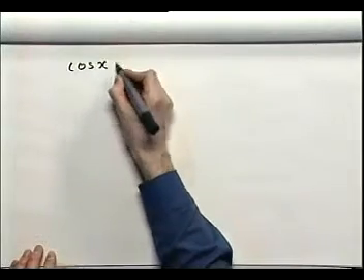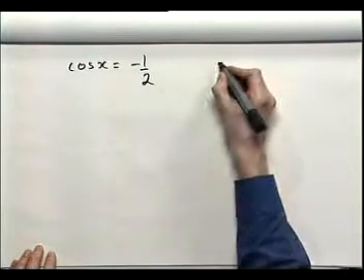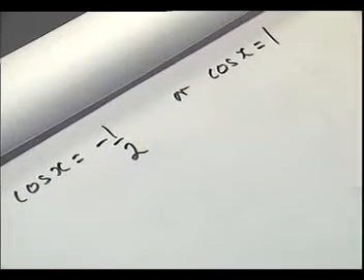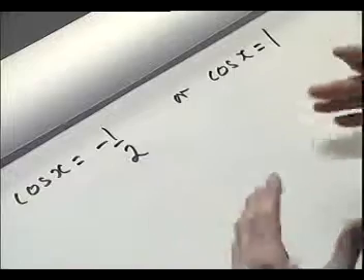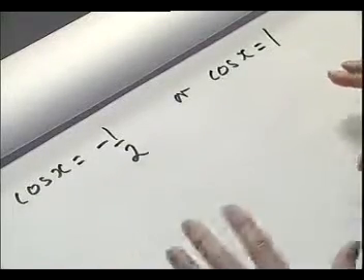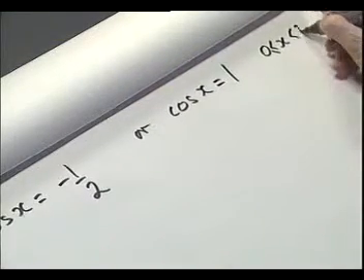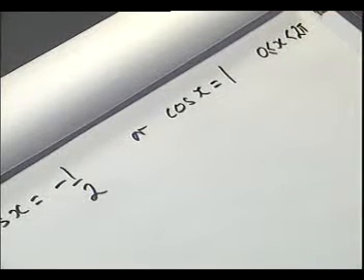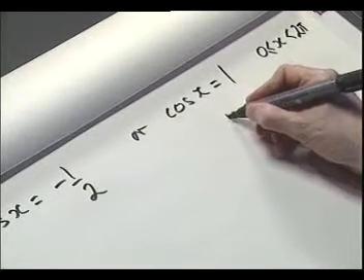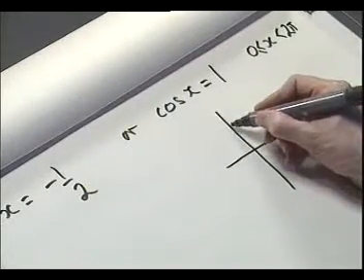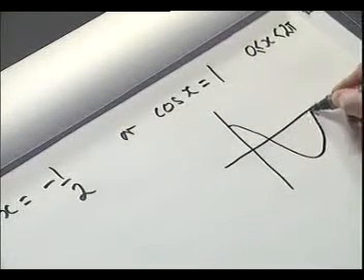So cos x is equal to minus 1/2, or cos x is equal to 1. Now again, when we started solving this, we did not have a range of values for cos x. So let's say that again, we're going to work with this range of values. X is greater than or equal to 0, but less than 2 pi. And what we need to do first is sketch the graph of cos x in that range. So the graph of cos x in that range looks like that.